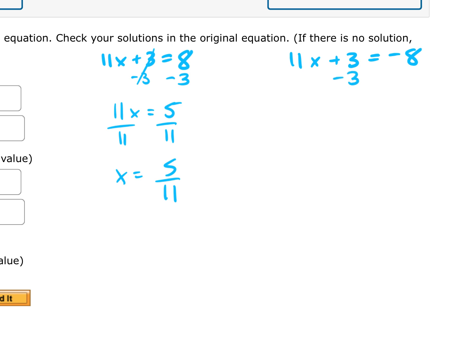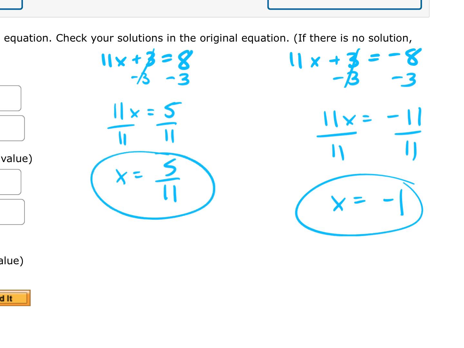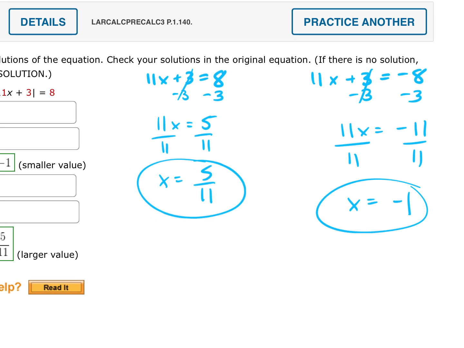And then same on the other. Subtract 3. 11x is equal to negative 11. Divide by 11. x is equal to negative 1. With absolute values, I would always check, but you really only have to if you have an x on the outside, but there is no harm in always checking, just to make sure.